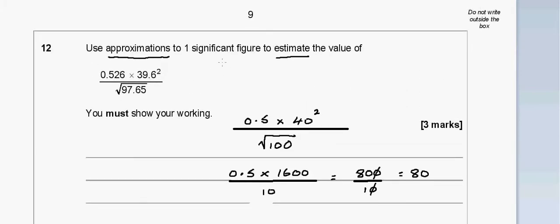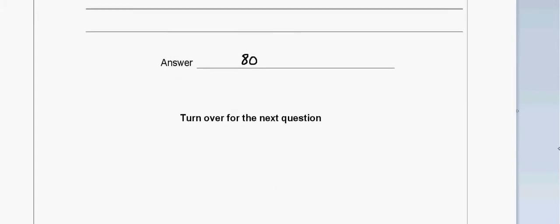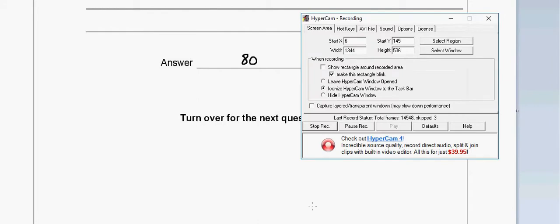So the trick, read the question properly, okay? They don't want an exact answer, they only want an approximation and an estimate. So they're saying twice what they want us to do, and it says to one significant figure, and our answer 80 is to one significant figure anyway. So change everything to one significant figure. Okay, so we'll move on to the next one.